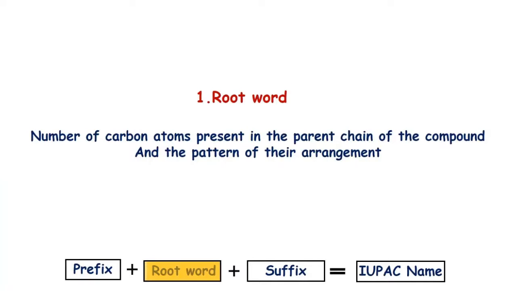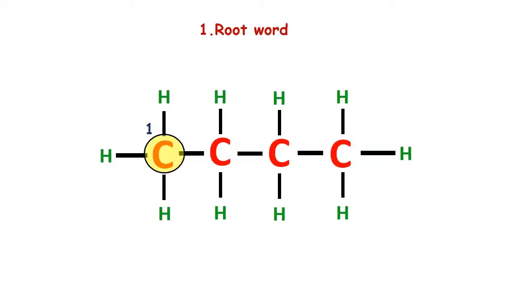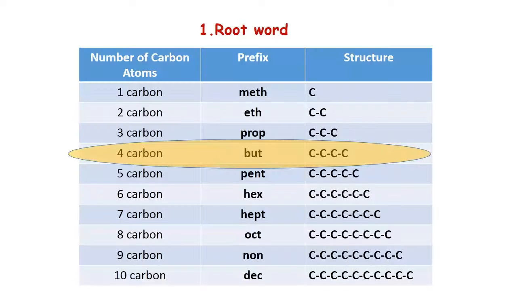Root word. It gives the number of carbon atoms present in the parent chain of the compound and the pattern of their arrangement. Based on the number of carbon atoms present in the carbon skeleton, most of the names are derived from Greek numerics, except the first four.